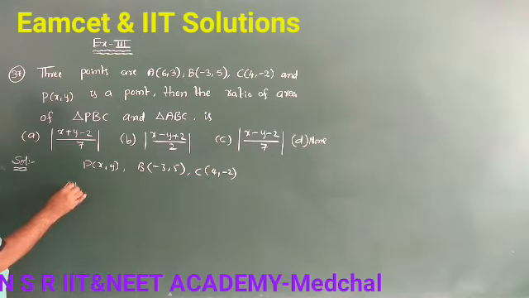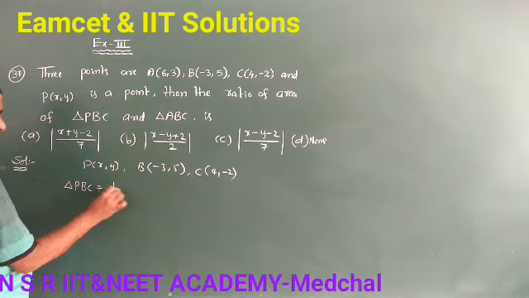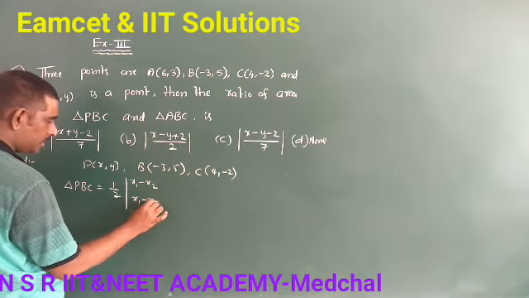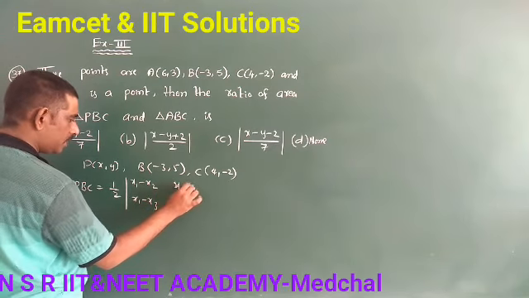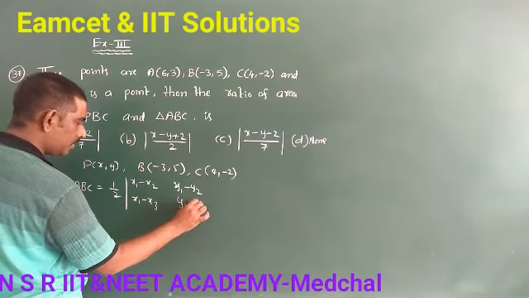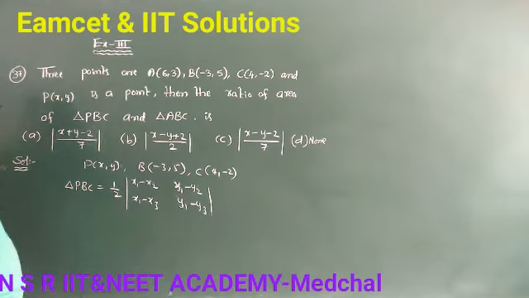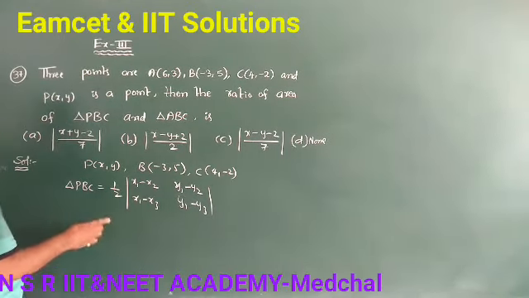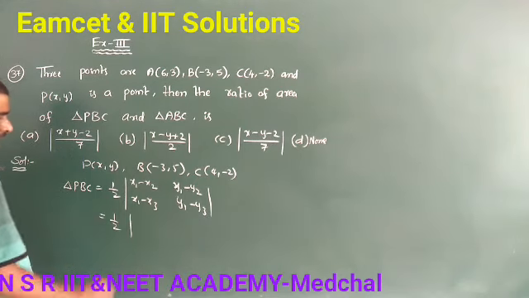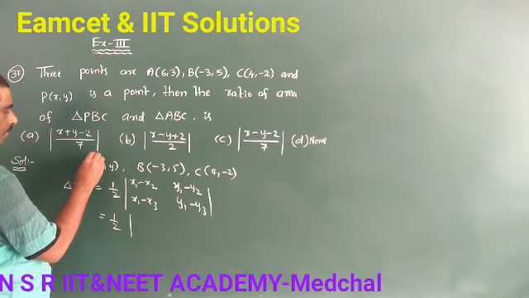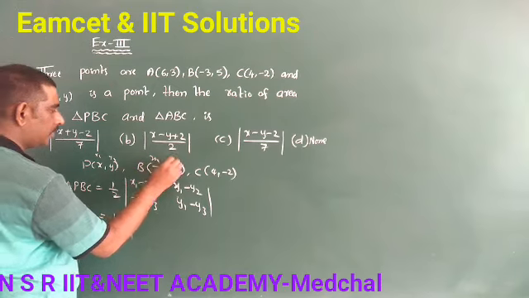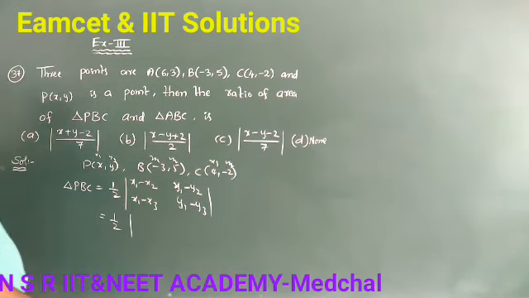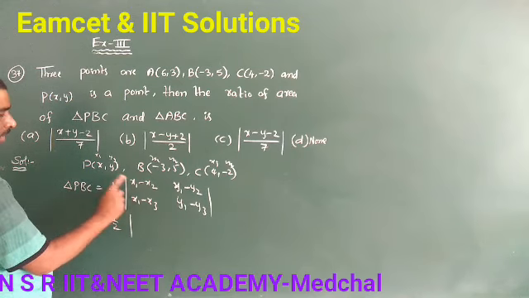Area of triangle PBC equals half mod of the matrix with rows x1 minus x2, x1 minus x3 and y1 minus y2, y1 minus y3. It is a matrix form of the area of a triangle. Use this formula, and we can easily find the area. Here x1 y1, x2 y2 and x3 y3. Substitute all these values in the formula.